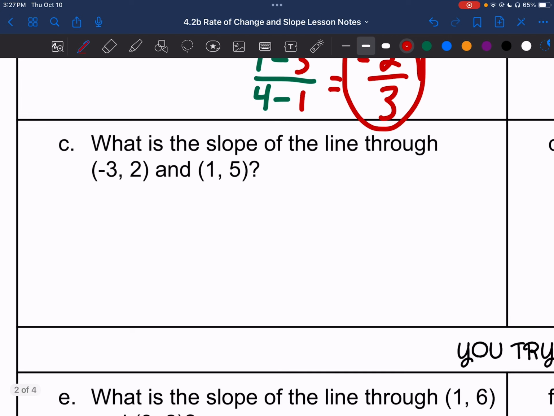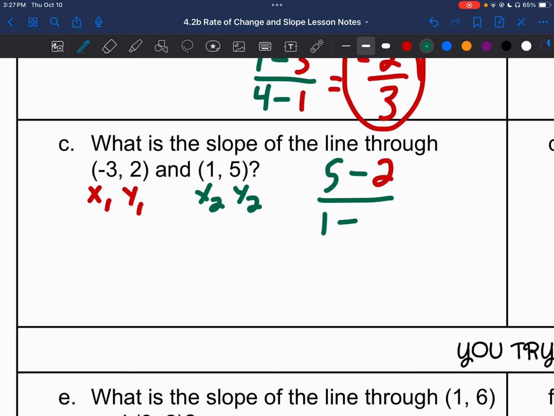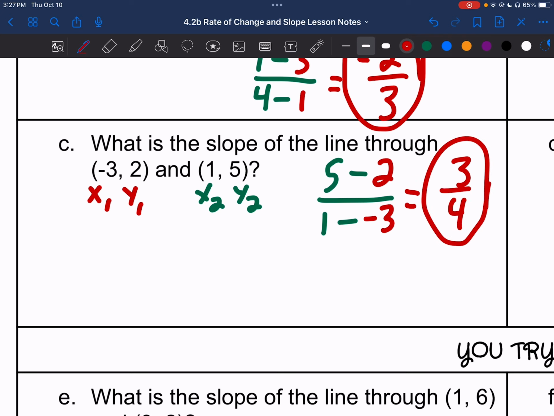Letter C, what is the slope of the line through the points negative 3, 2 and 1, 5? So we label our x1, y1, x2, y2, and we do our subtraction. So 5 minus 2 over 1 minus negative 3. 5 minus 2 is going to give us 3. 1 minus negative 3 is 4. And so our slope is 3/4.